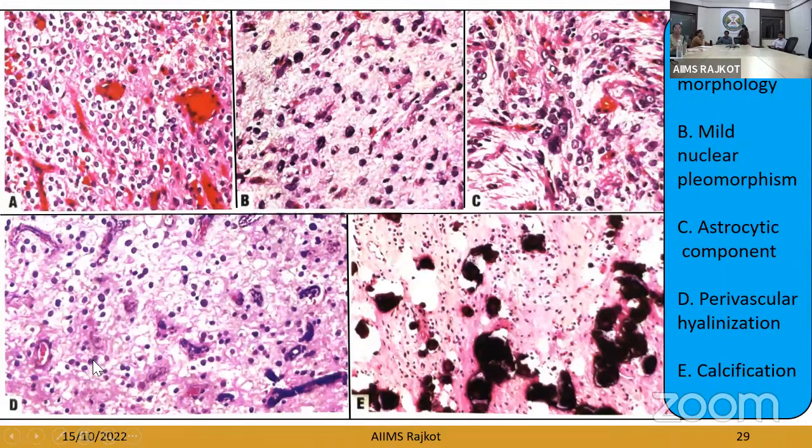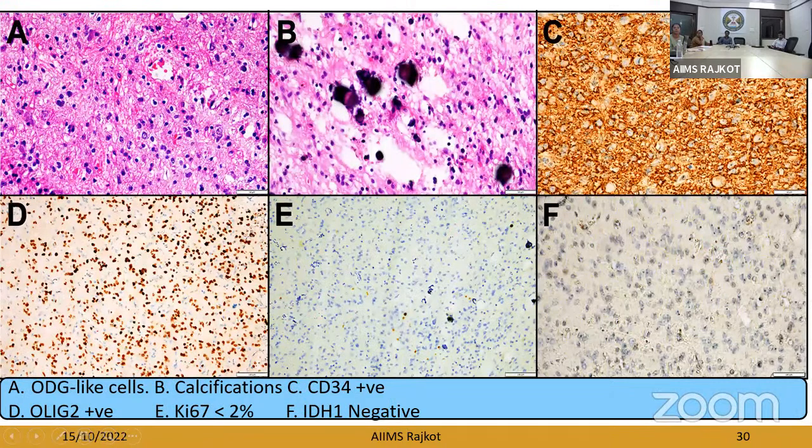Next. Here image A is showing ODG-like cells. Image B is showing calcification. Image C is showing typical strong and diffuse CD34 positivity, which is typical of this tumor. Image D is showing OLIG2 positivity. So you can see OLIG2 was negative in the previous two tumors, MYB/MYBL1 altered and angiocentric glioma. However, it is positive in PLNTY. Ki67 is less than 2% and IDH is negative.